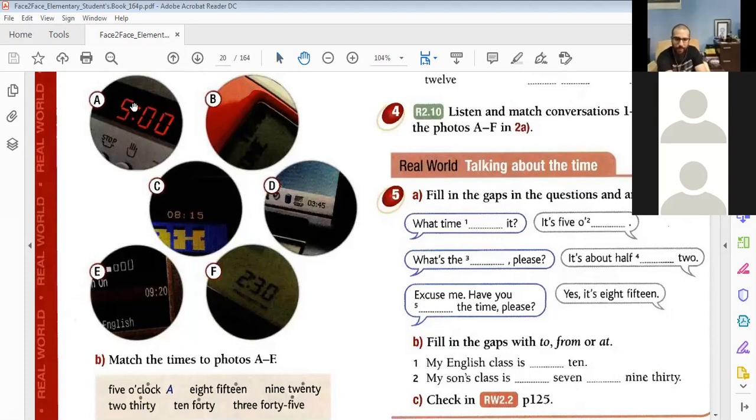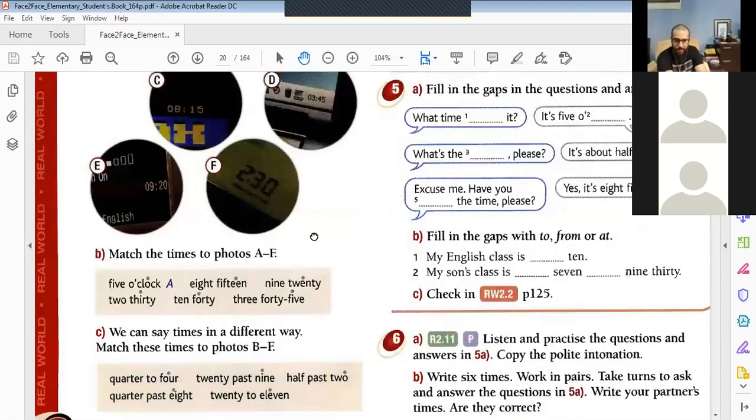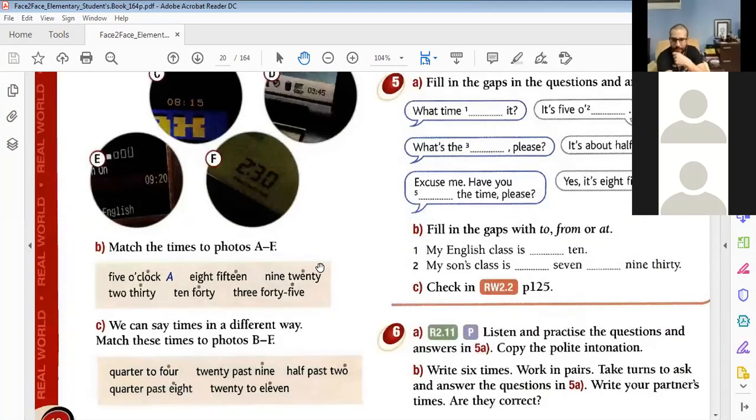Okay, so these are examples of different ways to tell the time. So it says here we can tell the time in different ways, right? So we want to match the first box to the second box here. So for example, okay, let's see, let's use easier numbers. Let's use this. Okay, so 5 o'clock. It's the same. 5 o'clock. 8:15. Is there another way to say 8:15? Which of these has the same meaning as 8:15? The one in the second box. Quarter past eight. Correct.